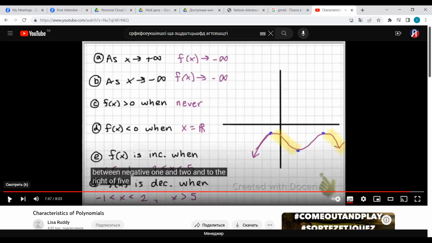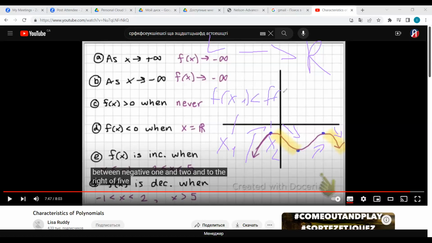So it is important to notice that we always read our graph from left to right, and that's how we define whether the function is increasing or decreasing at a certain interval. If the function grows from left to right, the definition of a growing function is that, let's say we have x1 here and x2 here, f of x1 would be less than f of x2.